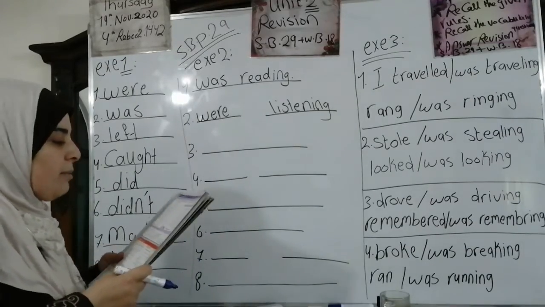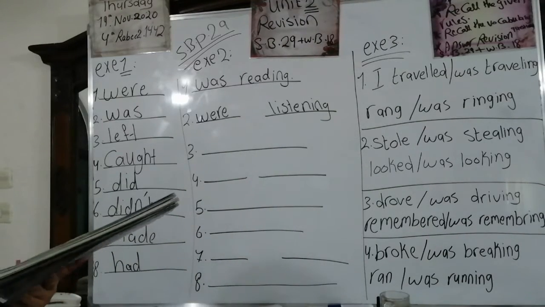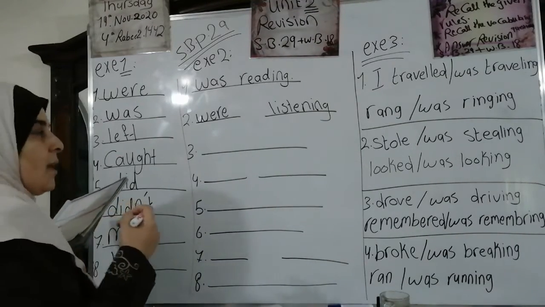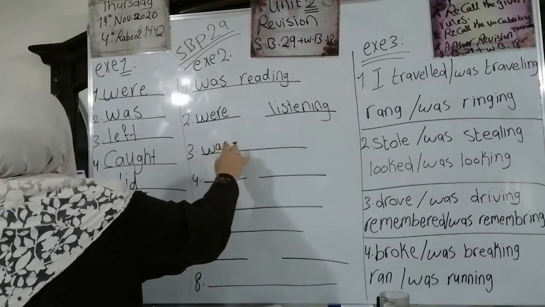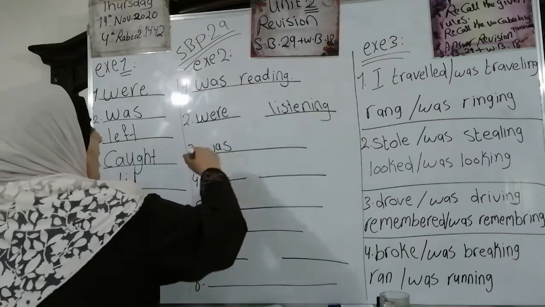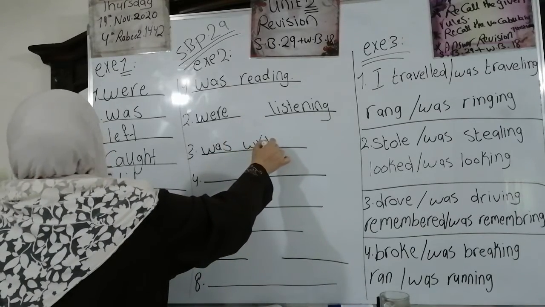Number 3. He was writing a letter. It was an email. He, what does the pronoun he take? Which helping verb? Of course, yes, excellent. It takes was. Was, and the verb what? Writing a letter. It means that we're going to write the verb writing.